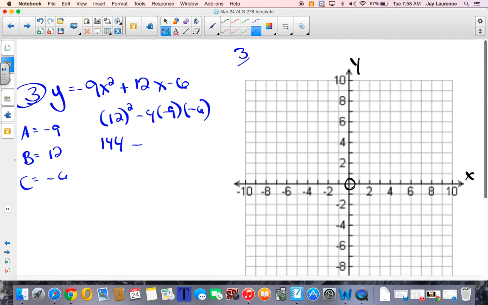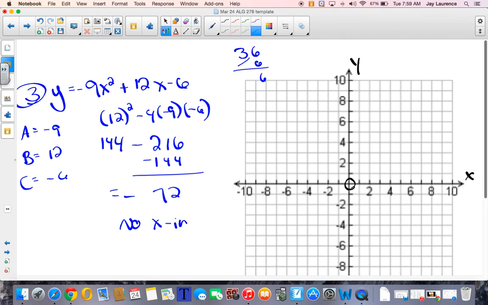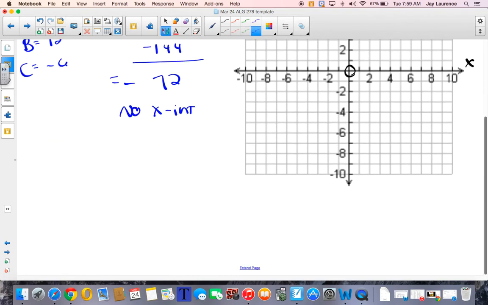Right? 36 times 6 is going to be 6, carry the 3, 216. I'm going to get a negative answer here. Let's see, it's going to equal negative 72, I believe. So there are no x-intercepts, no solutions. Okay, so I'm not going to go looking for them. I'm not going to use the quadratic formula. Now I'm going to go to my vertex.